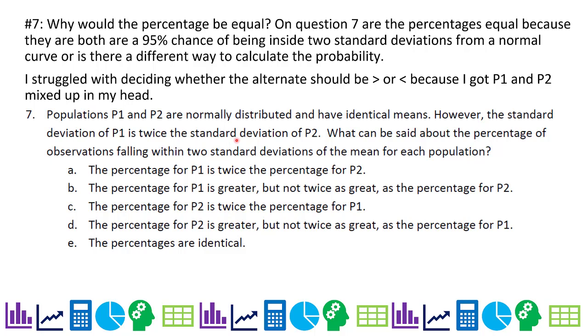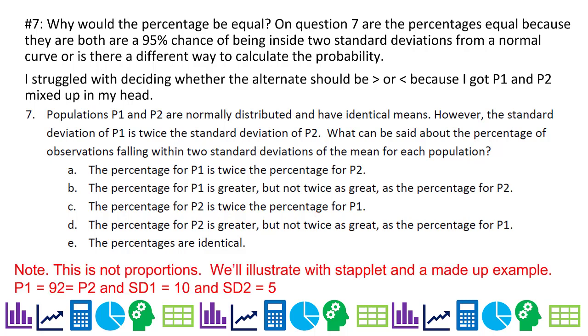Number 7. Populations P1 and P2 are normally distributed and have identical means. However, the standard deviation of P1 is twice the standard deviation of P2. What can be said about the percentage of operations falling within 2 standard deviations of the mean for each population?